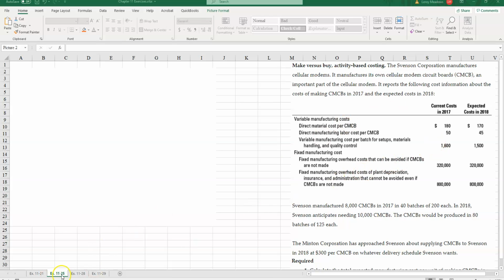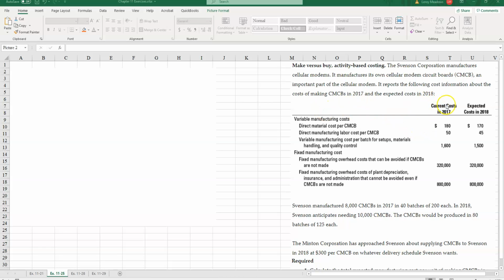This is exercise 11-25 at the end of your chapter on decision making and relevant information. So let's get started here. The Svensson Corporation manufactures cellular modems. It manufactures its own cellular modem circuit boards, CMCBs, an important part of the cellular modem. It reports the following cost information about the cost of making CMCBs in 2017 and the expected cost in 2018.